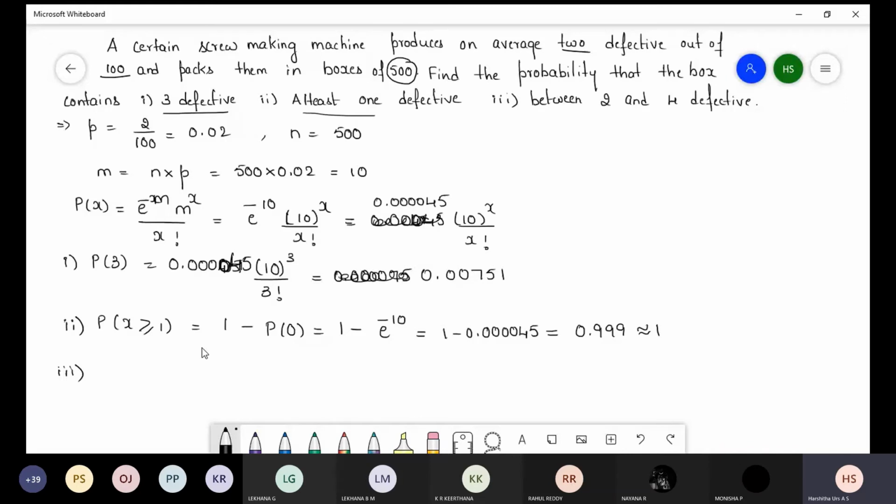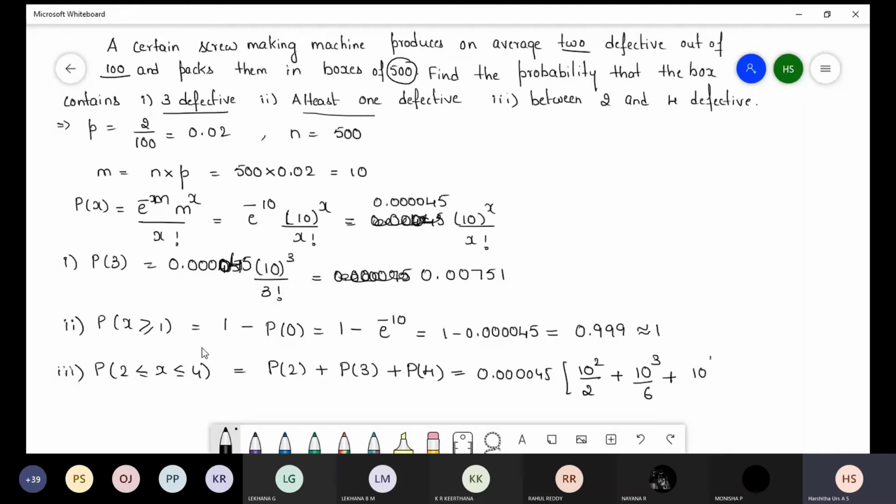Between 2 and 4 means P of 2 less than x less than or equal to 4. So between 2 and 4 means P of 2 plus P of 3 plus P of 4. Here I write 0.000045 outside. So P of 2 means 10 square divided by 2 factorial, which is 2. Next, 10 cube divided by 3 factorial, which is 6. Then 10 power 4 divided by 4 factorial, which is 24.